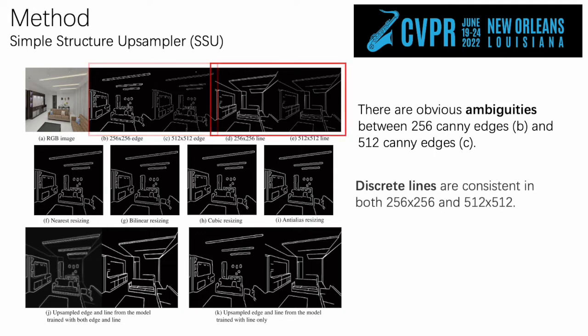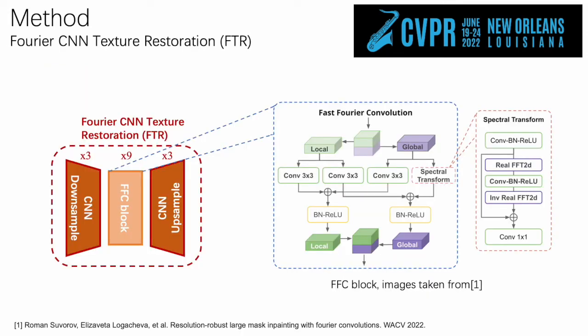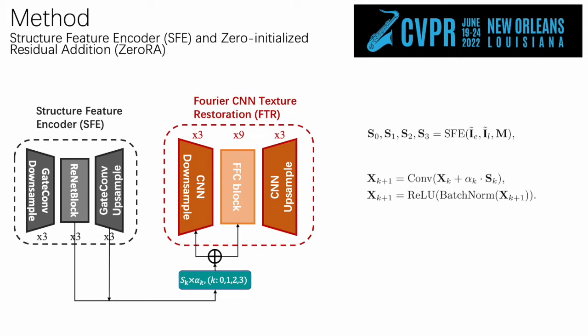Since lines got from a wireframe parser have good discrete representations without any ambiguities as shown in figure D and E, if the model is trained in lines, it can also achieve smooth high-resolution edge maps as shown in figure K. As for our Fourier CNN texture restoration network, it mainly consists of several FFC blocks. Our structure feature encoder is used to encode structure into feature maps, then multiplied by related zero initialized parameters, alpha, and added to the FTR.